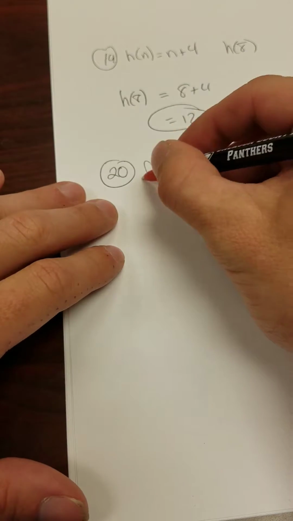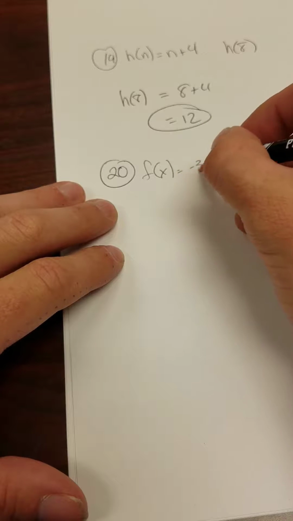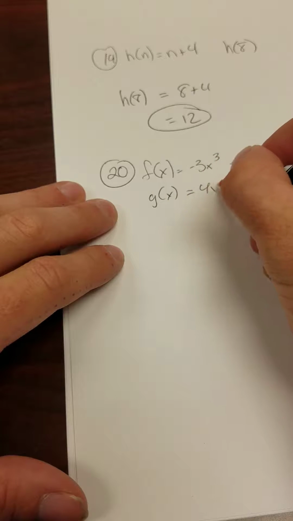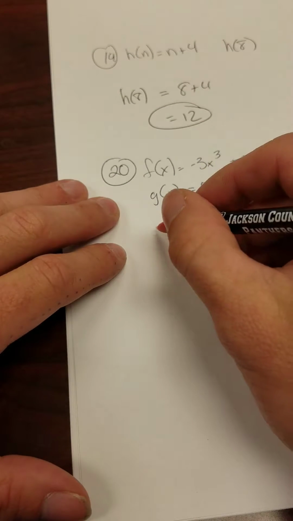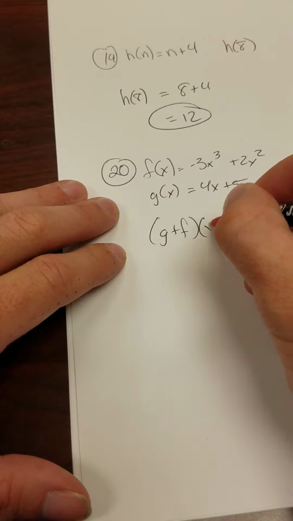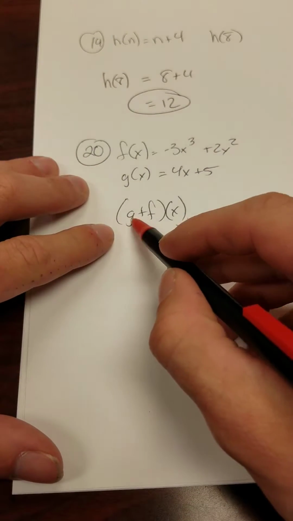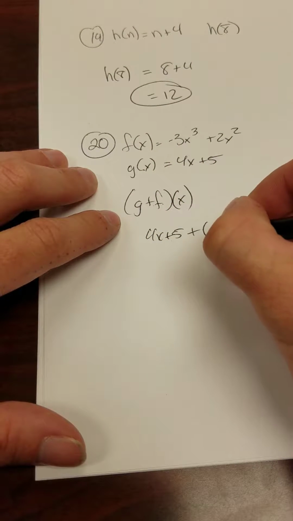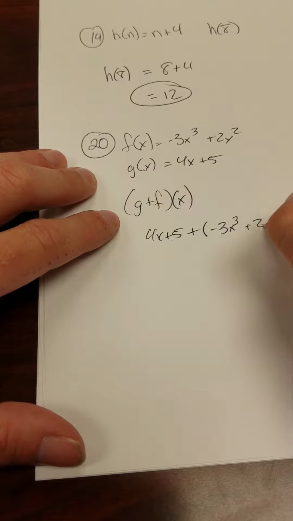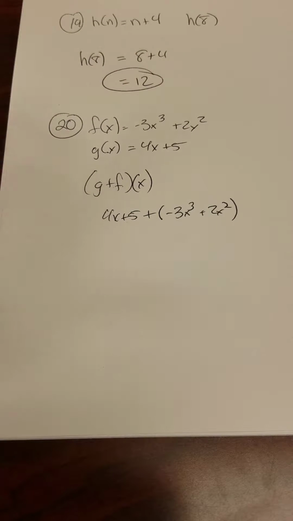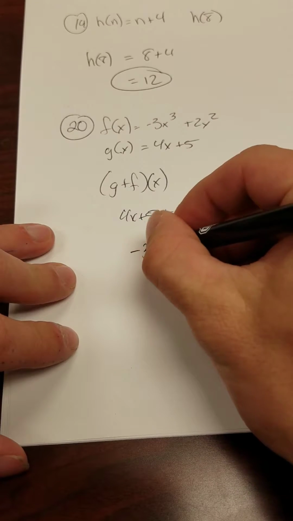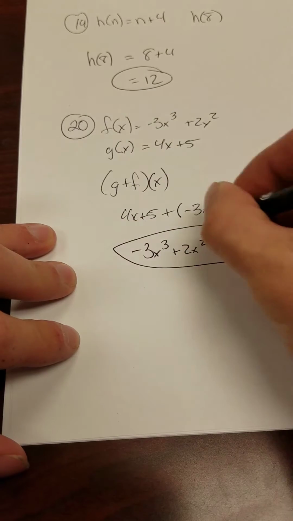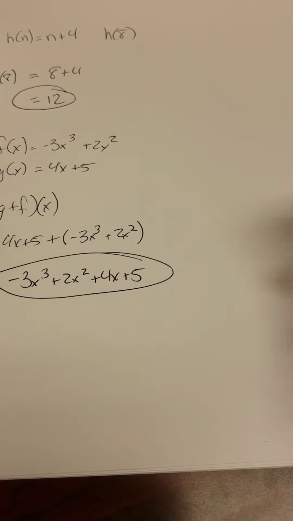Number 20. They give us an f of x. They give us a g of x, and they say find that. Don't make this confusing. Look what it says, g plus f. Take g, add f. 4x plus 5 plus negative 3x cubed plus 2x squared. Combine like terms. Well, there are no like terms in this problem. So the best we can do is put it in standard form. And that's your solution. Okay?